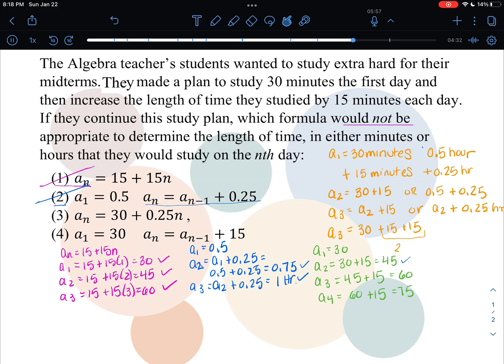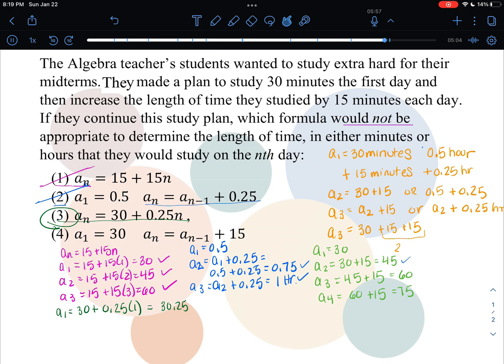My third formula I'm given is AN. So A1 would be 30 plus 0.25 times 1. I'm already seeing an issue with this because it's saying that on day 1, the algebra teacher's students would be starting off with 30.25. It's not really making sense. So even on day one, this does not seem like it's the correct formula.